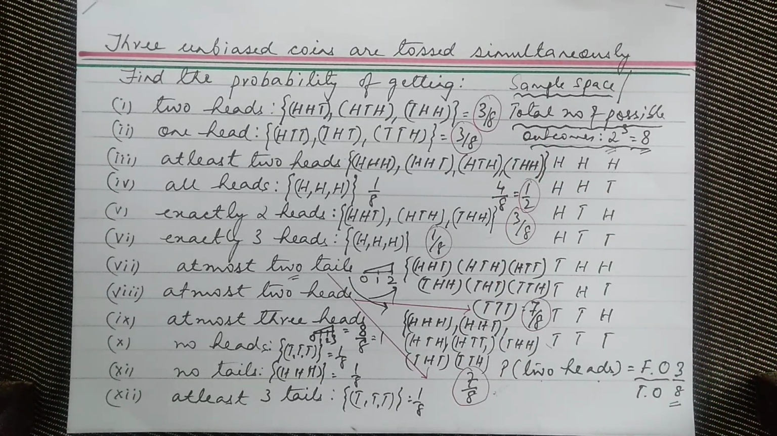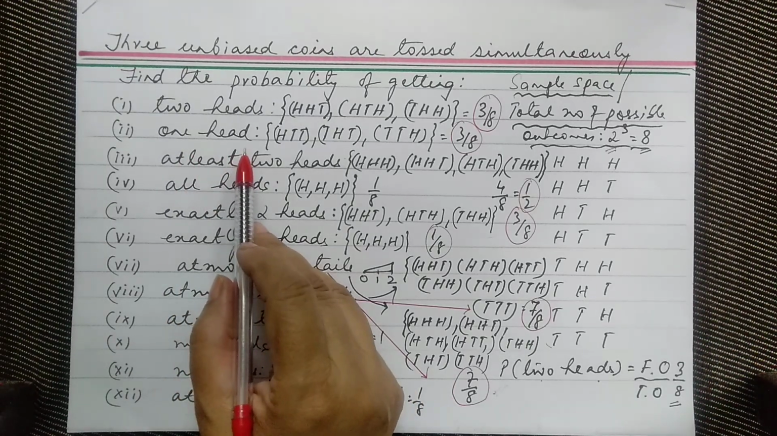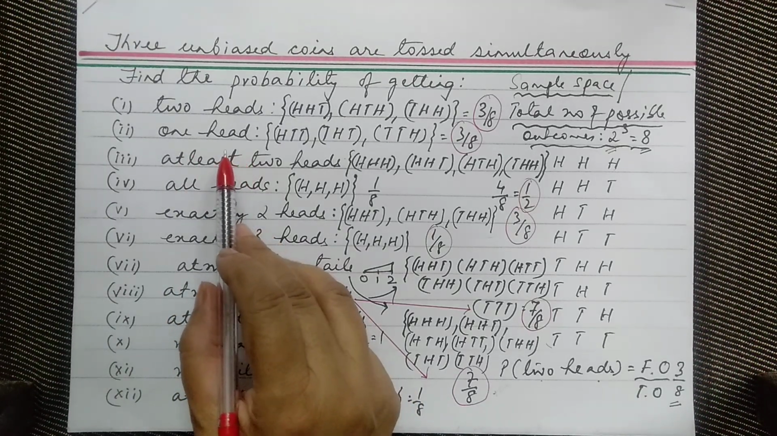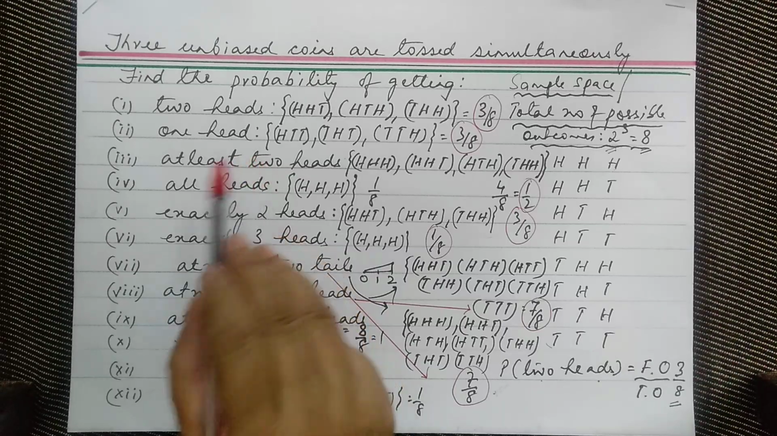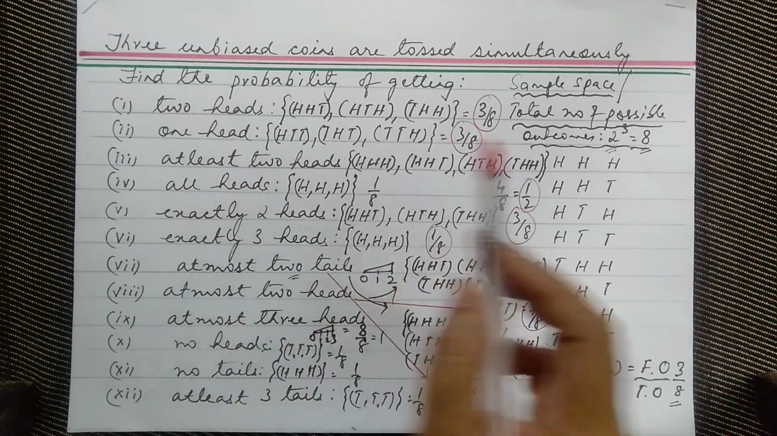Correct? Have you observed it? It's very easy. Okay? Not difficult, not rocket science. One head. So simple. They are asking for only one head. Means we have to eliminate things that we do not require. We do not require 2 heads or 3 heads. We require only 1 head.